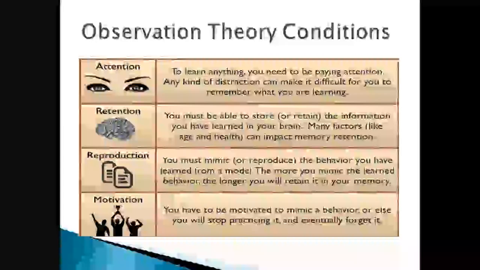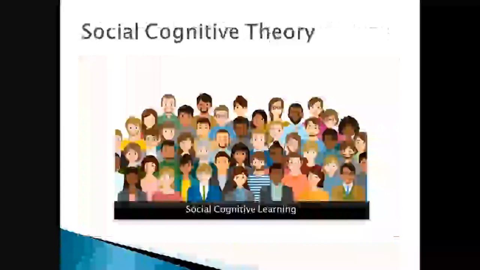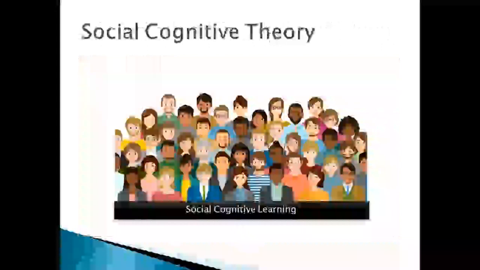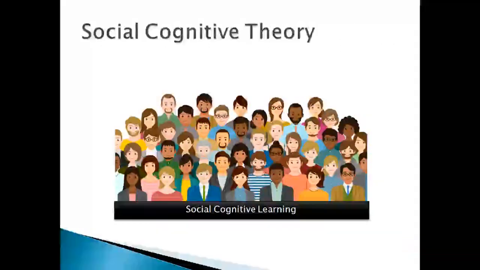So after seeing this observational theory, let us move forward to social cognitive theory. In short, we call it SCT, social cognitive theory, which is almost similar to observational theory. In observation theory, we said that any individual can learn by observing his environment, by observing any situation. That was proposed by Albert Bandura. The social cognitive theory is also proposed by Albert Bandura.